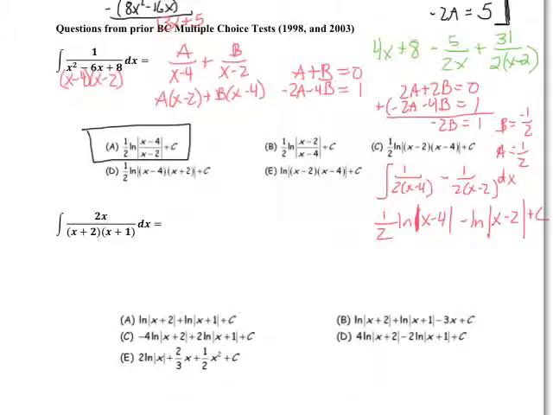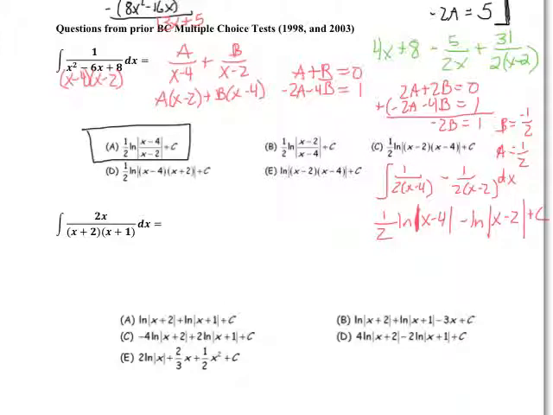Alright, so I've shown my work. I first split it: A(x - 2) + B(x - 4). That gives me my A + B x. Ax + Bx has to be 0, and -2A - 4B has to be 1. Solving by elimination, I find B is -1/2 and A is positive 1/2. So I rewrite it as 1/2 and -1/2.